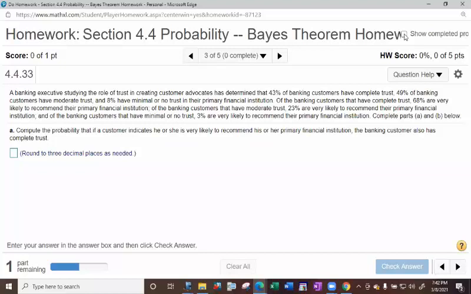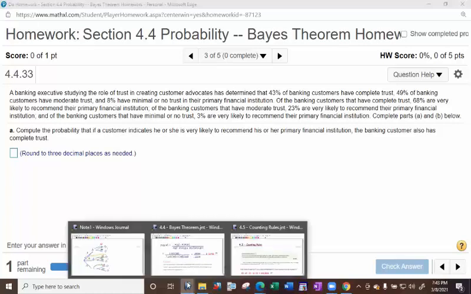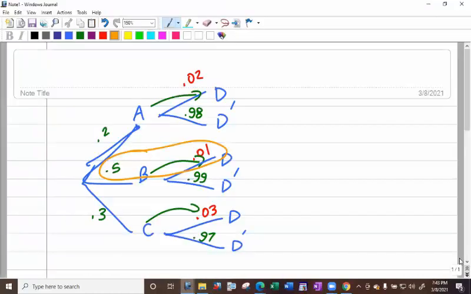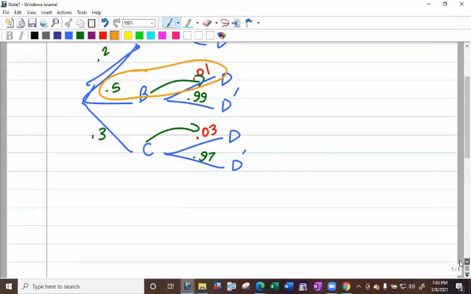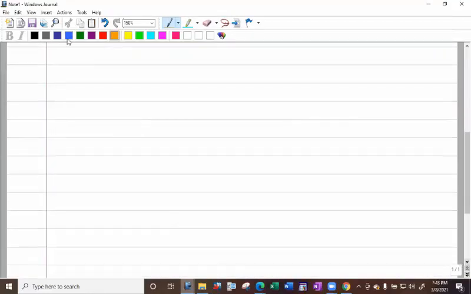Okay. So we've got, let's see, 43% of banking customers have complete trust, 49% moderate trust, 8% minimal or no trust. All right, I'm going to come over to draw tree. This is where the choice of lettering to label these is totally up to you. But I try to pick something, especially when I'm showing students. You can call it whatever you want. You could use A, B, C, D, whatever letters like that. But so this will be another 3 brancher here.